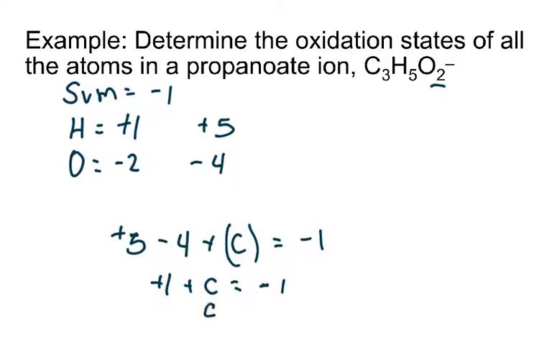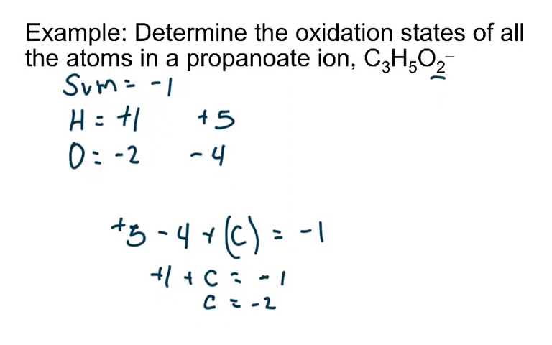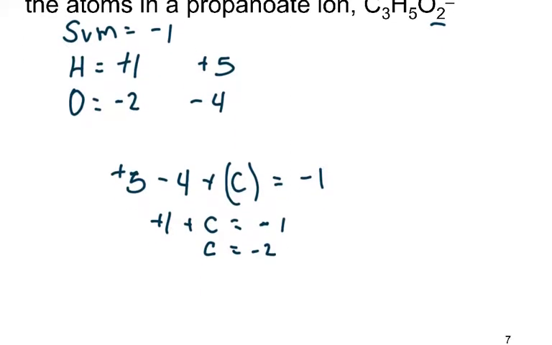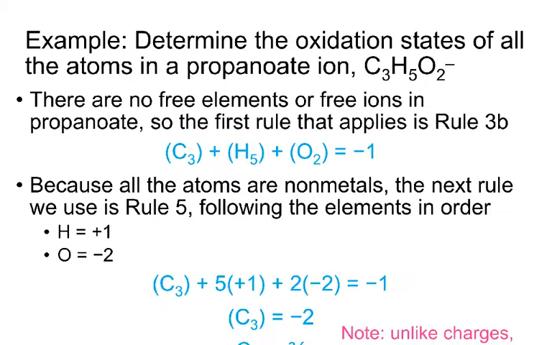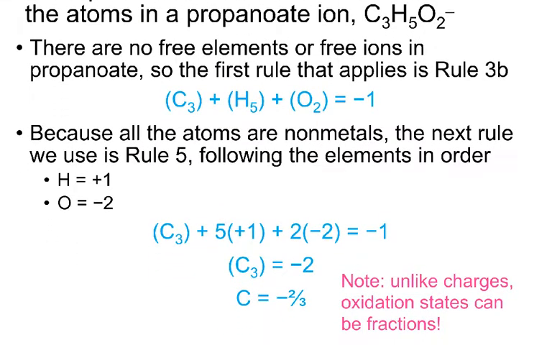So my carbon total is -2. If you follow the math, I have 3 carbons. So each individual carbon is that -2 divided by 3. Now, oxidation states, unlike most things in chemistry, can be a fraction. So my total for my carbons was -2. I have 3 of them, so each individual carbon has an oxidation state of -2/3. So this is just working through what I just did on the last slide.